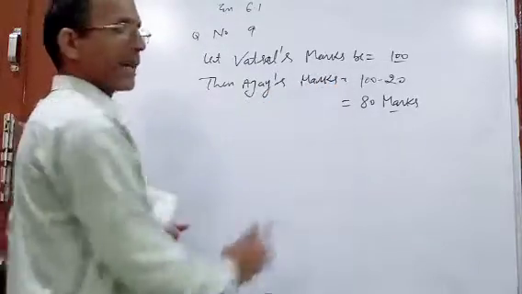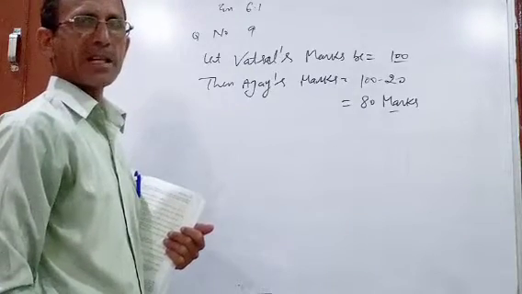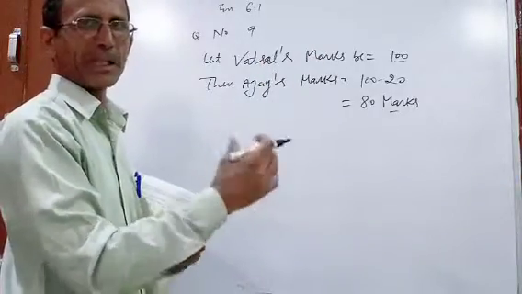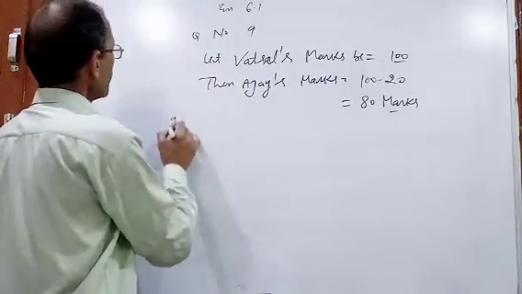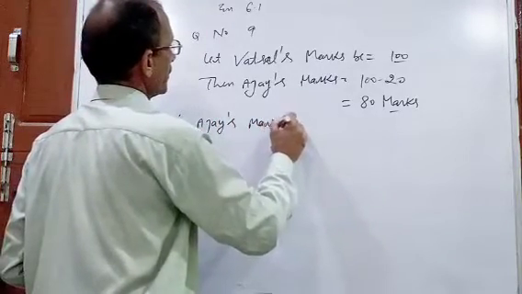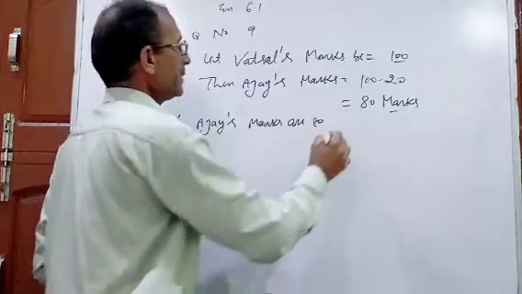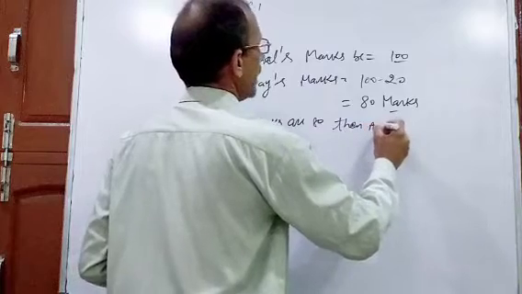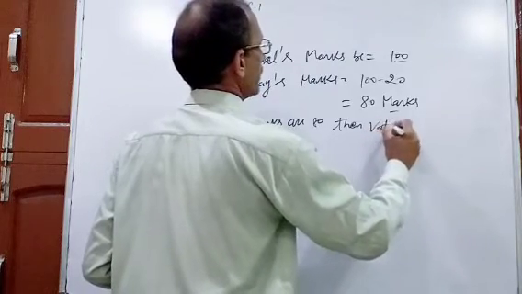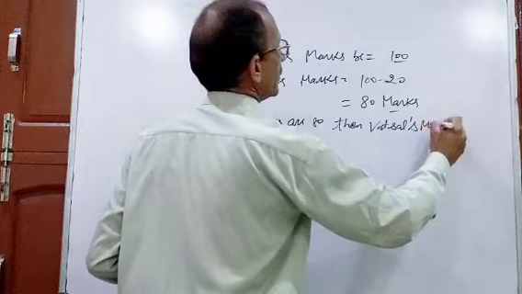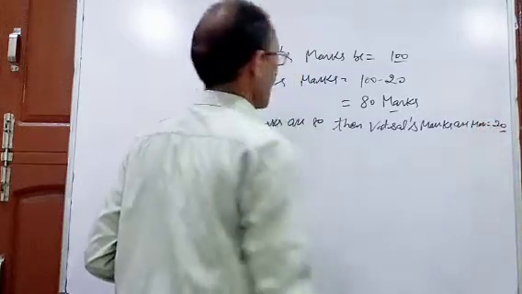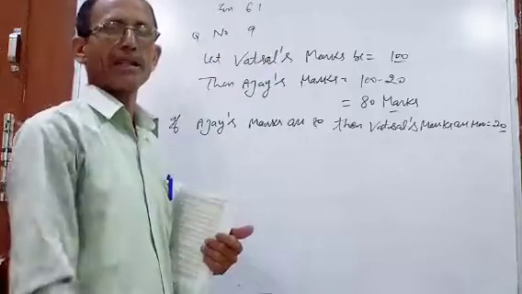If Ajay's marks are 80, then Vatsal's marks are more by 20, because if Ajay's marks are 80, then Vatsal will get 20 more marks. He is getting 20 marks more.